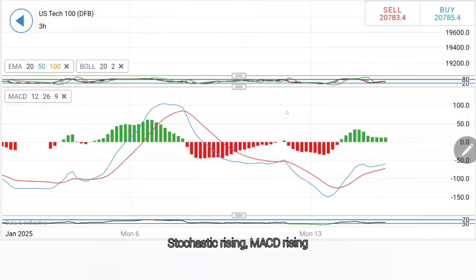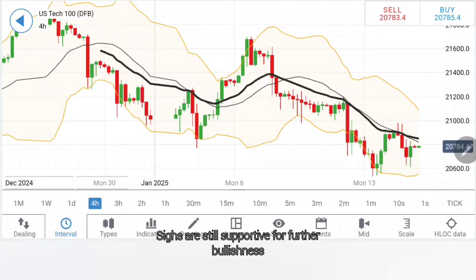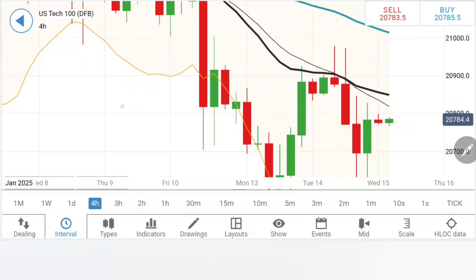Stochastic rising, MACD rising, RSI is also rising. Signs are still supportive for further bullishness. Look at the 4-hour chart, see lower highs, bearishness here.